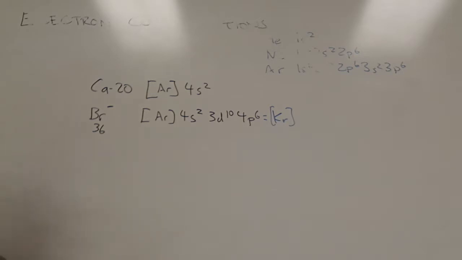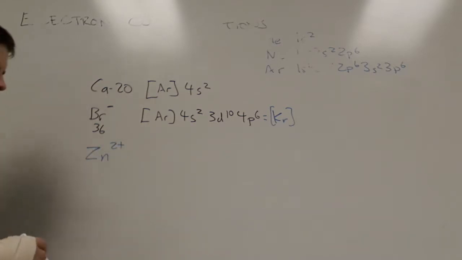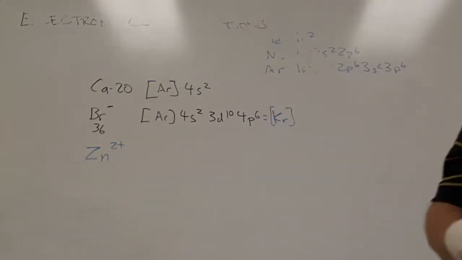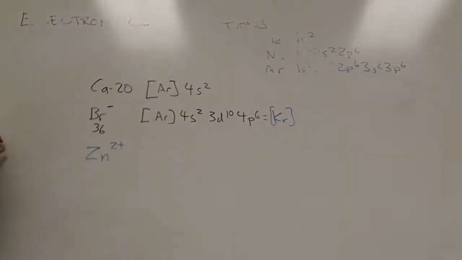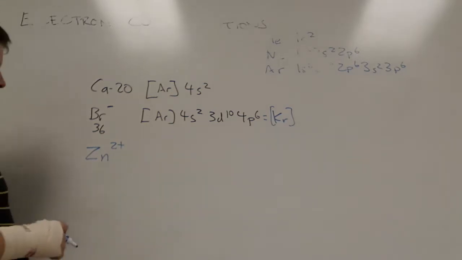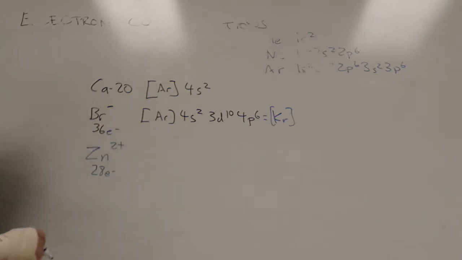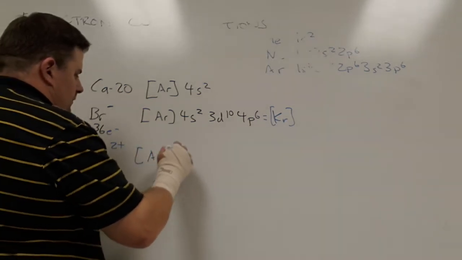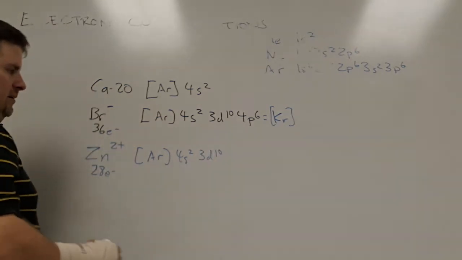All right, let's do another. Let's do zinc 2 plus. Now zinc is in that first row, okay, and its atomic number is 30. So normally zinc is 30, so if it's 2 plus, how many electrons do I have? That's right, I've got 28 electrons. All right, so my electronic configuration, I still start with argon, 4s2, 3d10, okay, and what's next?